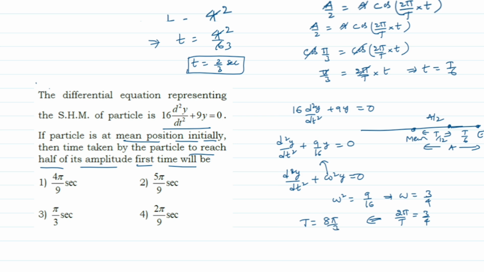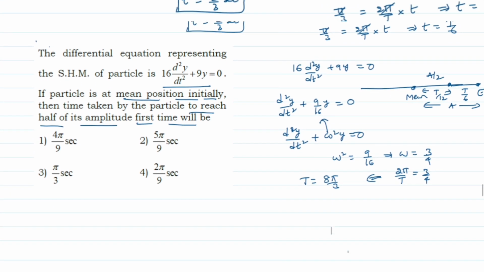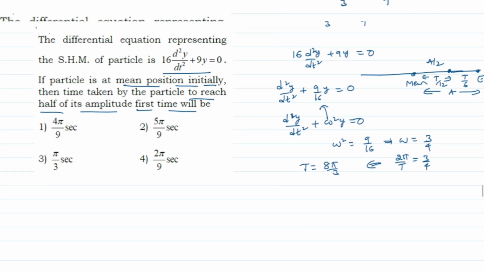Now to move from the mean position to half of the amplitude, the actual time value will be t equal to T by 12 seconds. Instead of T you put this value 8 pi by 3, and the 12 comes to the denominator. Simplify this one: 4 2s are, 4 3s are, this is nothing but 2 pi by 9 seconds. So in this time interval, the particle moves from the mean position to the midpoint of mean and extreme position, 2 pi by 9.